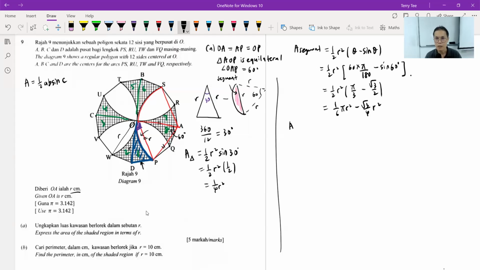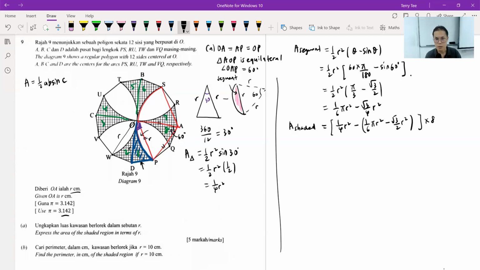So therefore, the area of your shaded region will take the triangle 1/4 R squared minus your segment 1/6 pi R squared. This one you can put a bracket or you can just change to a plus straight away. This whole thing you multiply by 8. It's up to you. The question didn't specify, the question says use 3.142, so we can just use 3.142 straight away if you want.